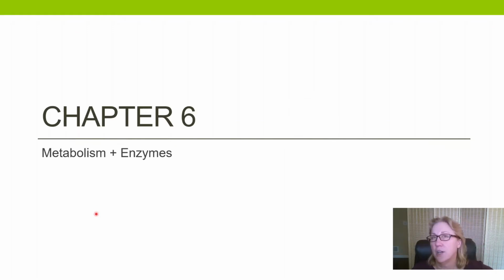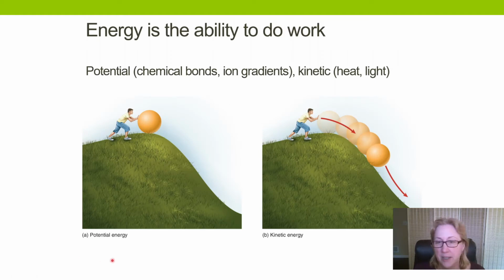Hi, let's talk about some basics in this chapter about metabolism, ATP, energy, and enzymes. Energy in biology is the ability to do work, specifically cellular work. And we have potential energy and kinetic energy that we need to know about.